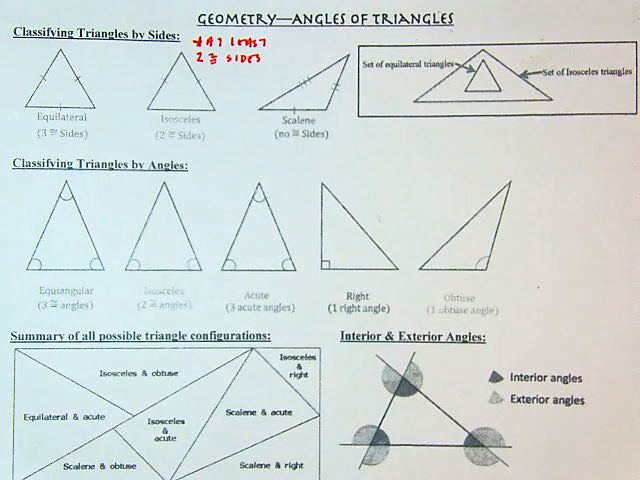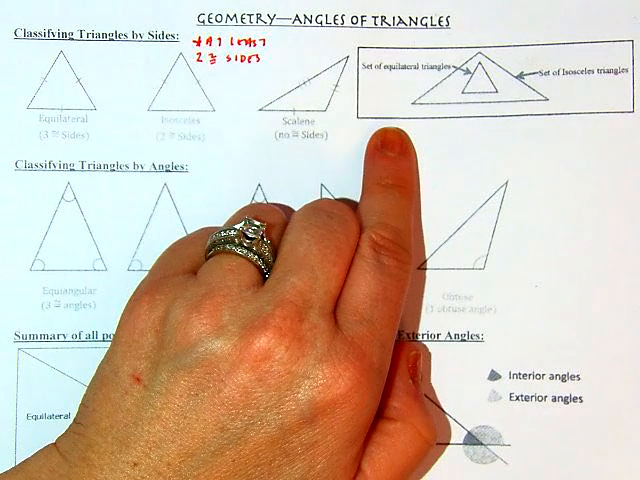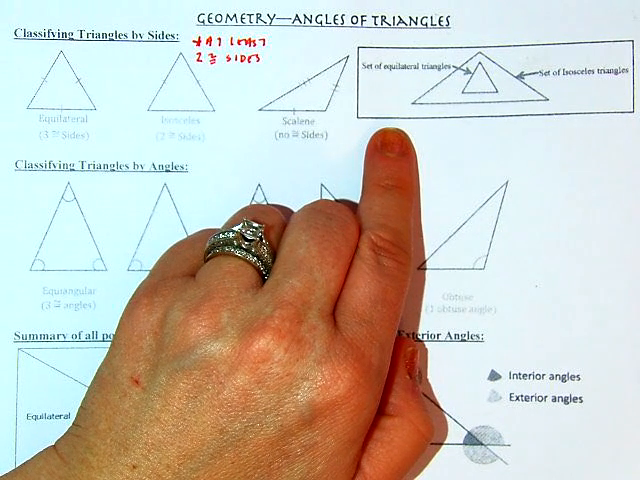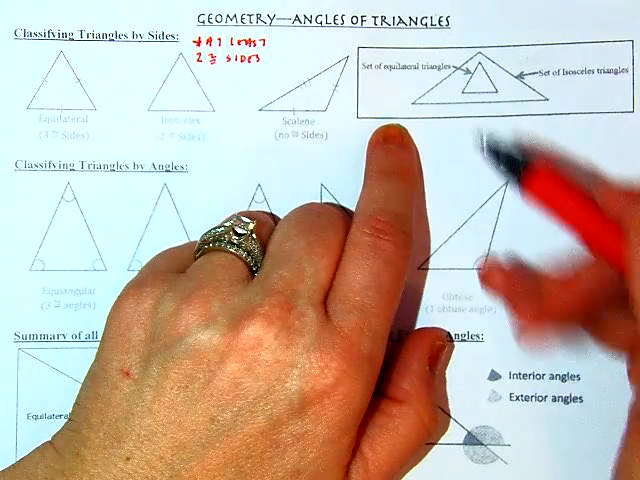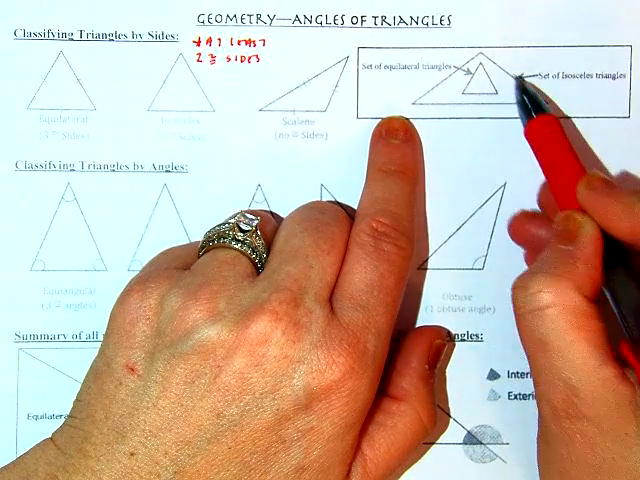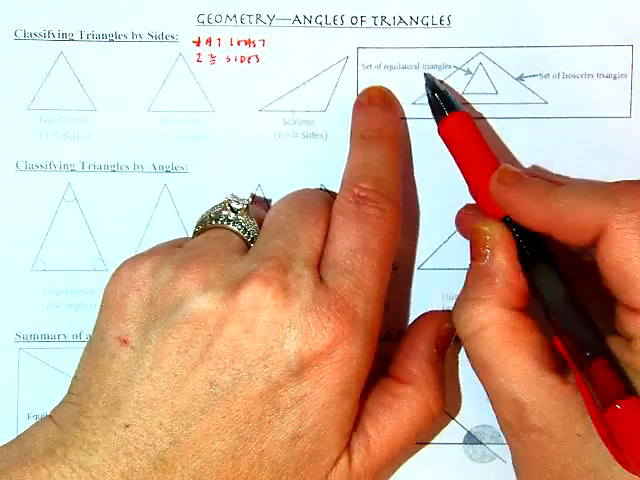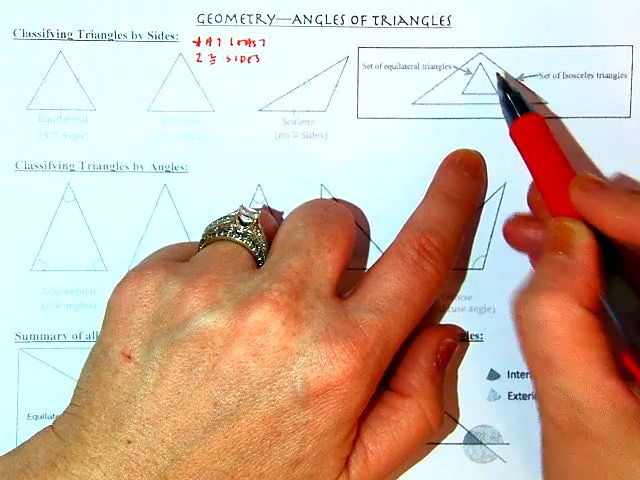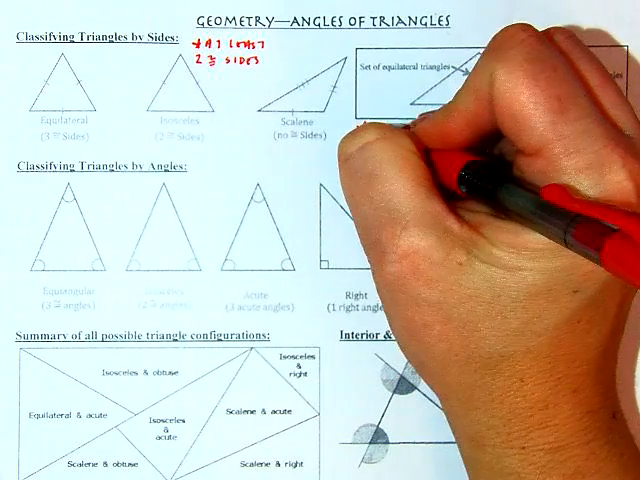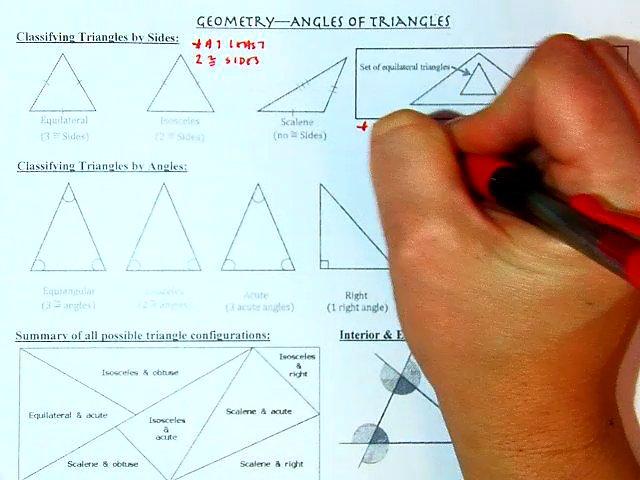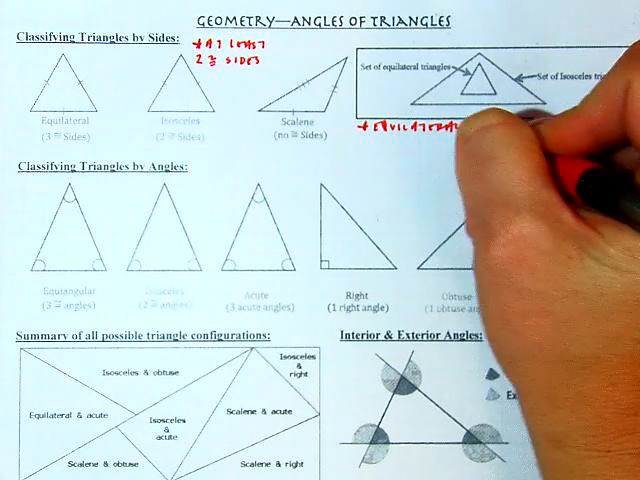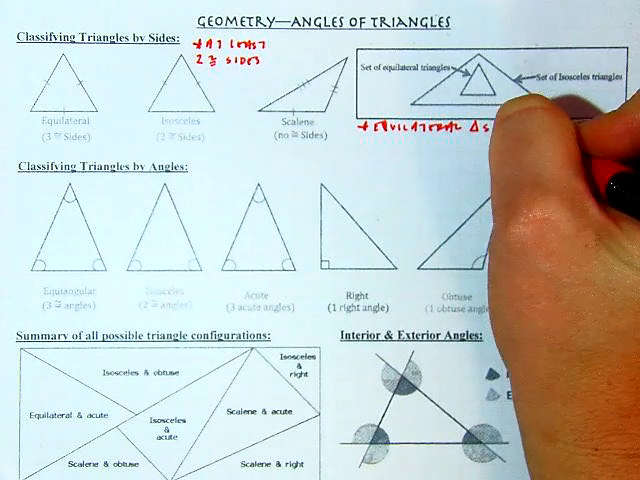Off to the side here, I'm showing you a little Venn diagram of how isosceles triangles and equilateral triangles are related. This represents the set of all isosceles triangles, and we can see that our equilaterals are just a subgroup within. Another thing I could add right here is that equilateral triangles are also isosceles.